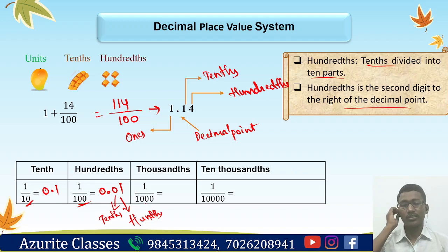Next is thousandth, that is three zeros, three places, 0.001. How many places? Three places. Then here 10,000, four zeros, so four places: 0.0001. So four places. That is how you have to write it here.